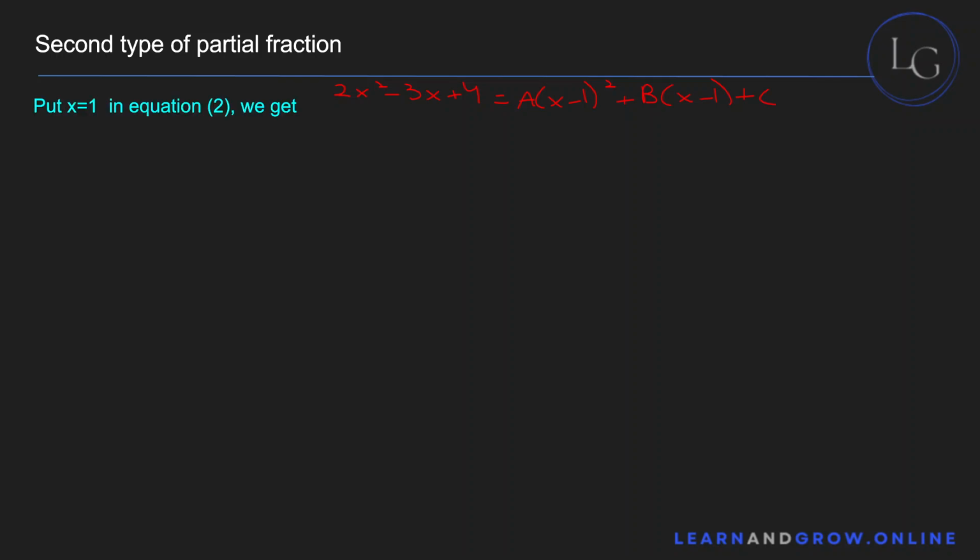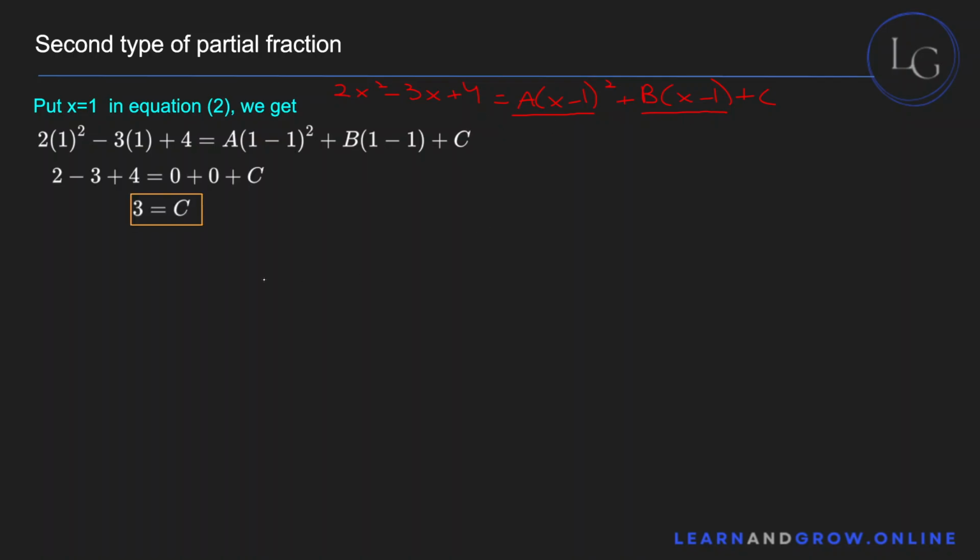Now, when we put x equal to 1 in equation 2, this entire part and this entire part will become 0 because this bracket will become 0. So when you replace x with 1 in this equation, you get C is equal to 3. So you have a value for C now. Now we have to find the values of A and B. Now, here's the best part.